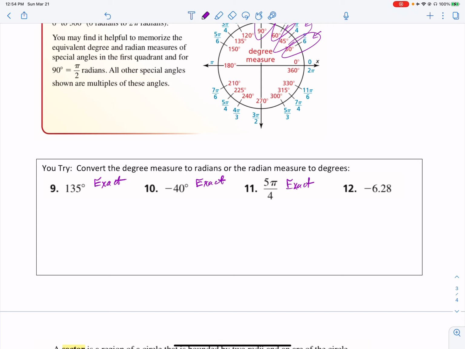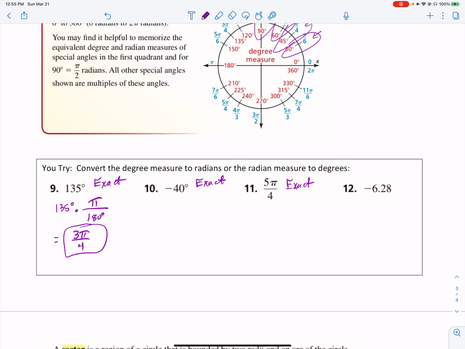And so I want to convert 135 degrees. Well, that's where I'm going to use 180 degrees in the denominator, pi in the numerator, so the degrees cancel. And that happens to reduce to 3 pi over 4. 45 goes into 135 3 times, into 180 4 times. So that is the exact equivalency to 135.